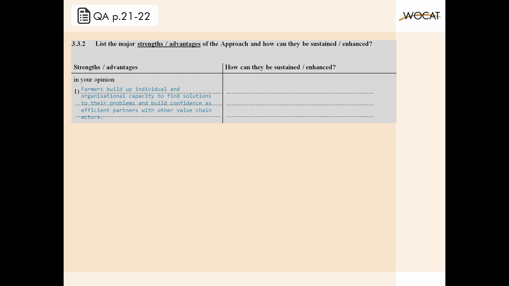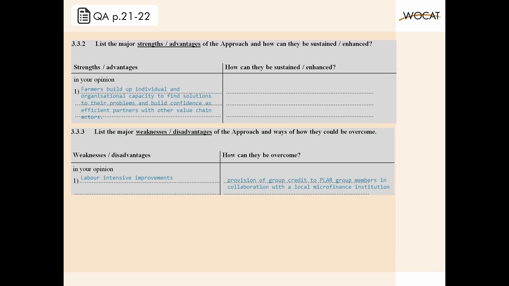The strengths of the approach and how they can be sustained or enhanced, and the weaknesses and how they can be overcome are provided by the SLM expert documenting the approach, as well as by the land users. Often specialists and land users perceive advantages and disadvantages differently.